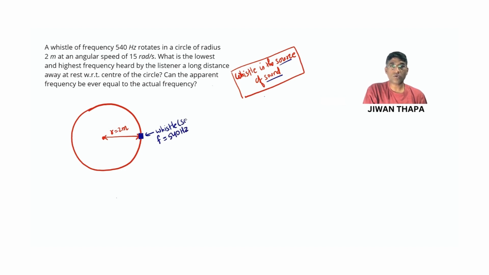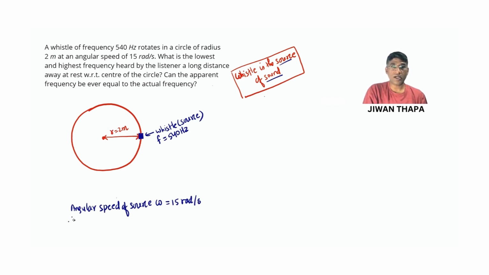The whistle is the source, emitting sound of frequency 540 Hz, and is rotating in a circle of radius 2 meter at an angular speed of 15 radian per second. So we have the angular speed of the source, and let us denote the angular speed by the symbol omega. So omega is 15 radian per second. Clear?